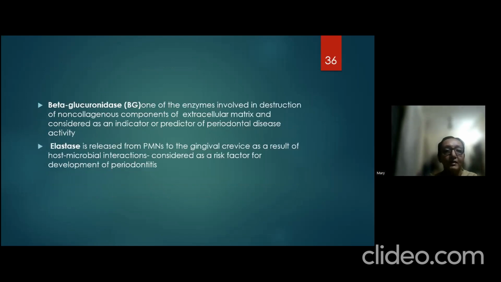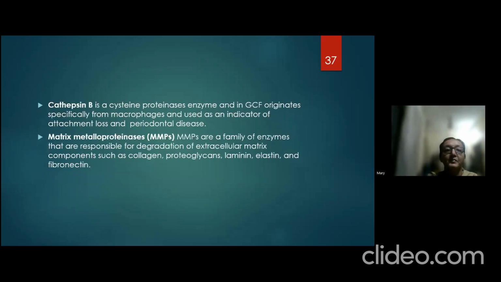The other important host-derived enzymes include beta glucuronidase, which is involved in the destruction of non-collagenous components of extracellular matrix and is considered a predictor of periodontal disease activity. Another enzyme of importance is elastase, which is released from the polymorphonuclear neutrophils and is considered to be a risk factor for periodontitis. A few other enzymes include cathepsin B, which is a cysteine proteinase released from macrophages and is an indicator of attachment loss and periodontitis.